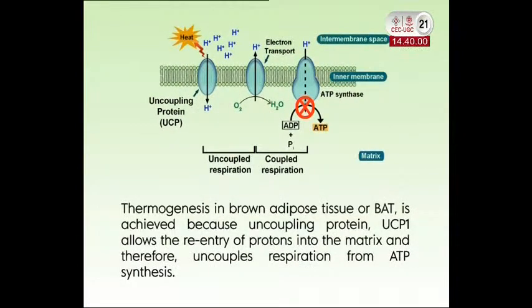Thermogenesis in brown adipose tissue or BAT is achieved because uncoupling protein UCP1 allows the re-entry of protons into the matrix and therefore uncouples respiration from ATP synthesis. Besides adaptive thermogenesis, uncoupling of respiration allows continuous reoxidation of coenzymes that are essential to metabolic pathways. In fact, partial uncoupling of respiration prevents an exaggerated increase in ATP level that would inhibit respiration altogether.